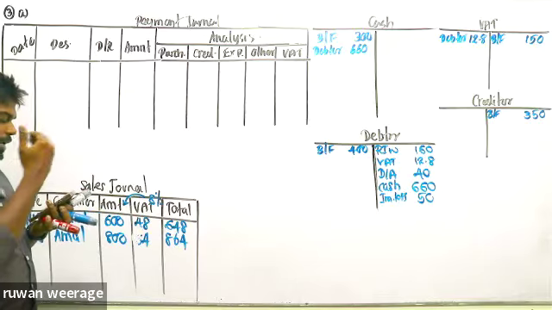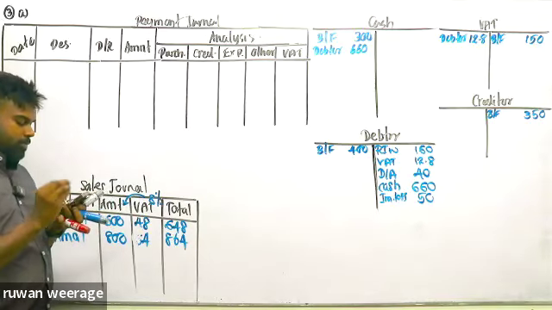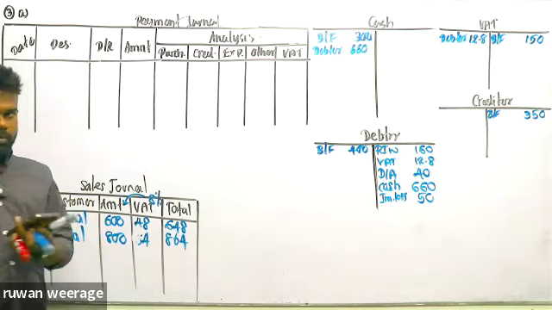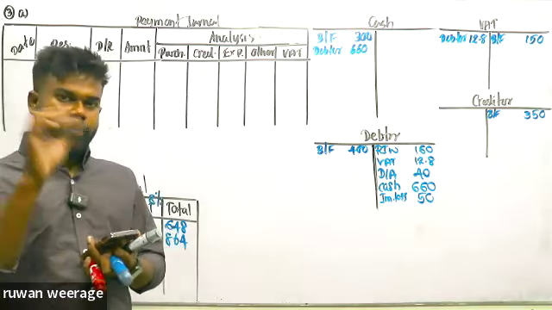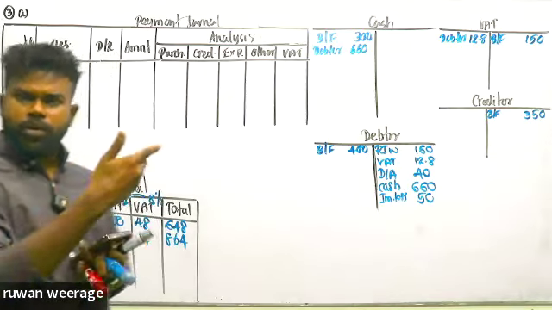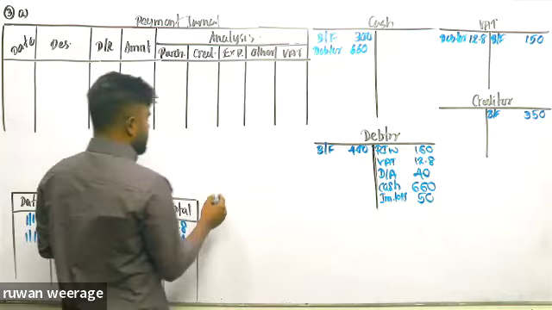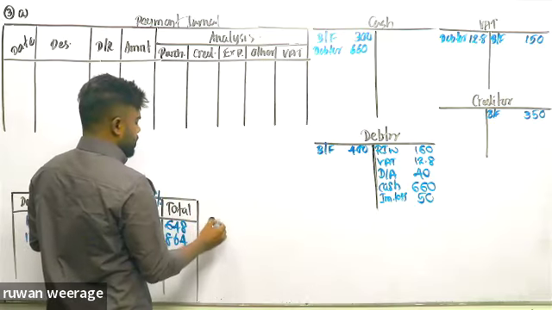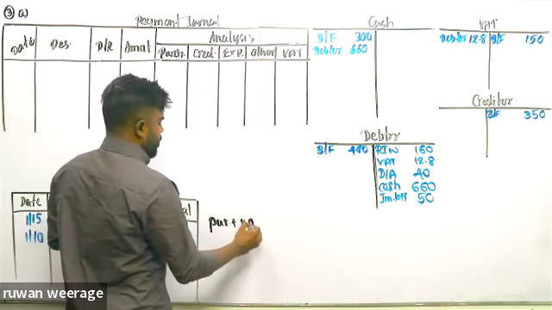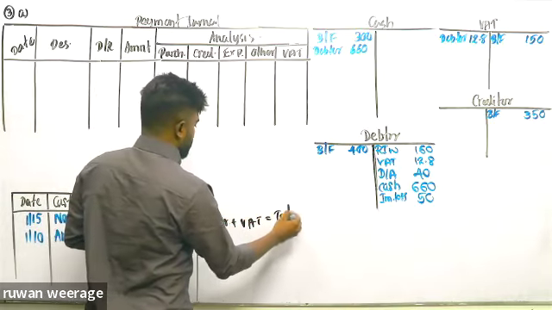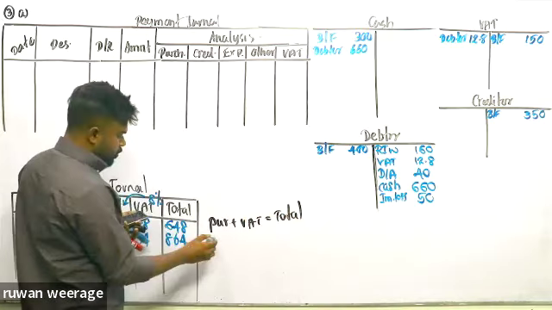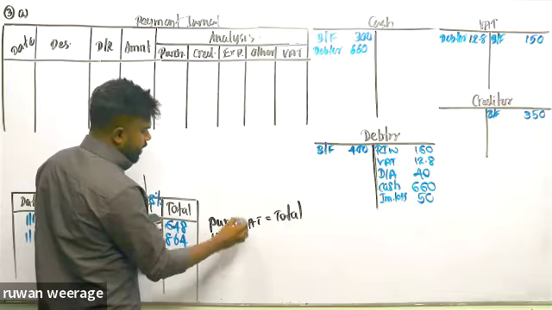Again, credit purchase. Purchase before VAT. What is the prime entry book? Credit purchase. Purchase journal. Should we prepare here? No need to prepare. Then create the double entry. I mean, purchase journal. Purchase plus VAT equals total. How was the purchase total? 1,100. Calculate the 8%.